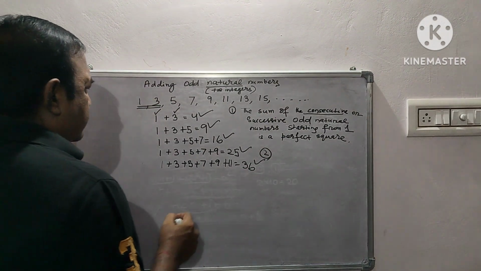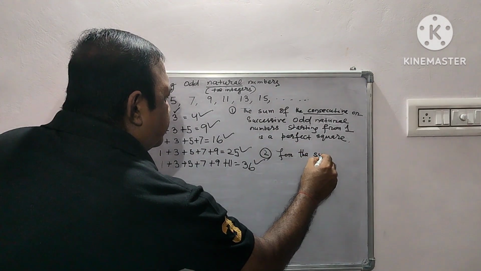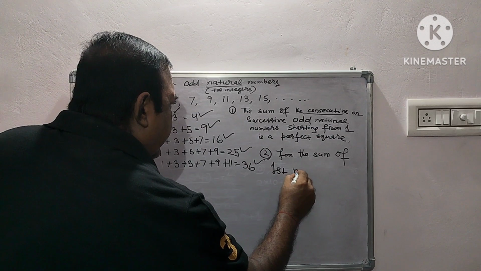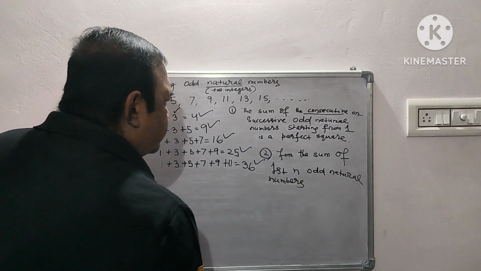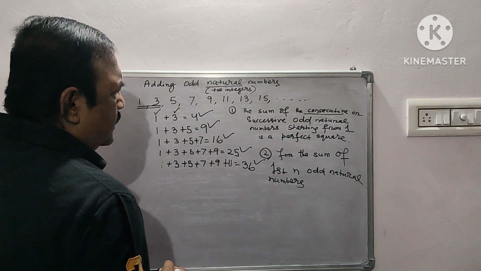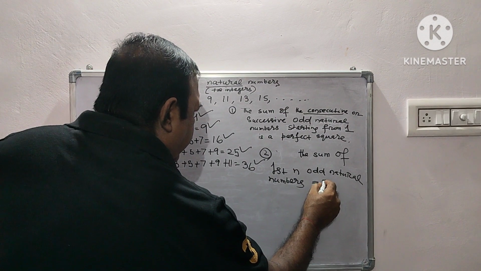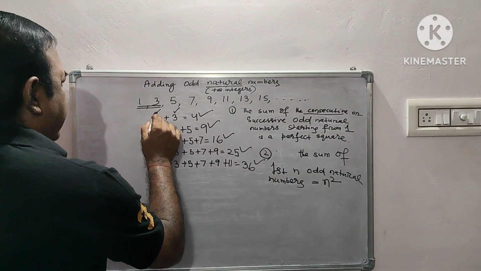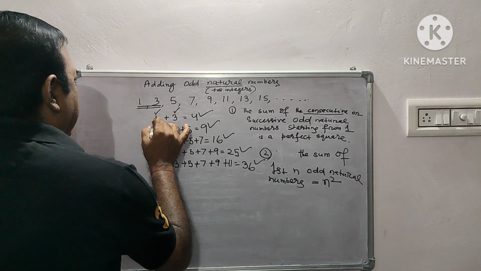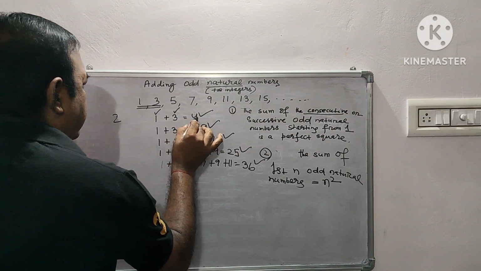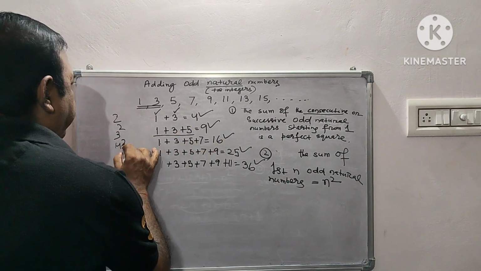So for the sum of first n odd natural numbers is equal to n square. You see, here there are 2 odd natural numbers starting from 1, and I have added them. I have got the sum. So what is the sum? How many odd natural numbers? 2. So 2 square is 4. How many odd natural numbers? 1, 2, 3. So 3 square is equal to 9. 1, 2, 3, 4. 4 square is equal to 16.